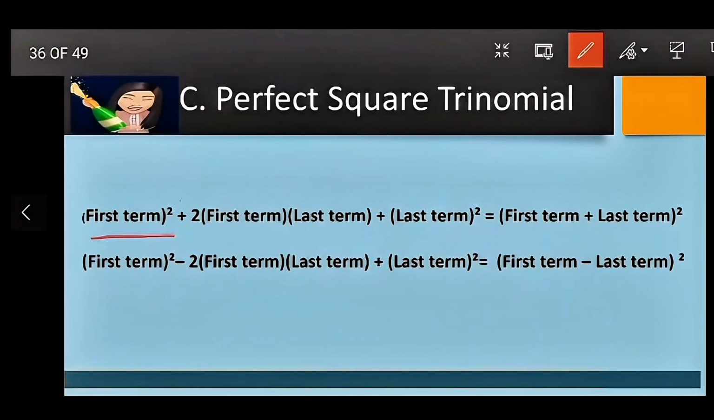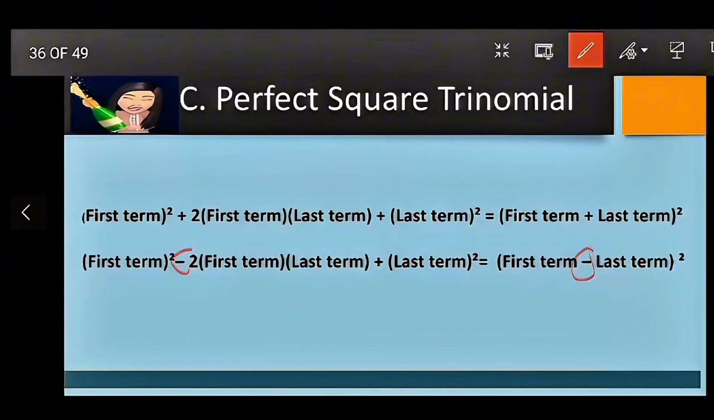First term squared, plus the first term times the last term multiplied by 2, plus the last term squared. But to get the factors of the perfect square trinomial, we should first get the square root of the first term and the square root of the last term and put them here. Then square it. And another one for the difference. Same steps, but the difference is the sign.